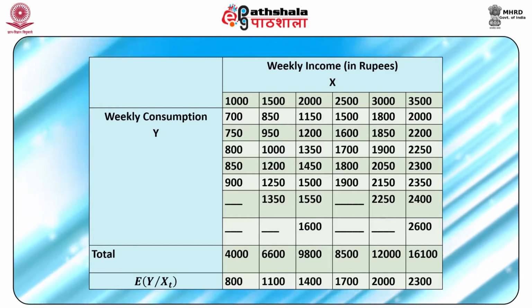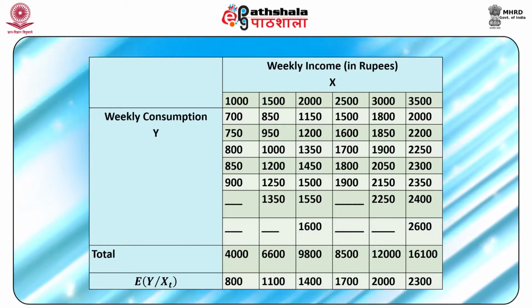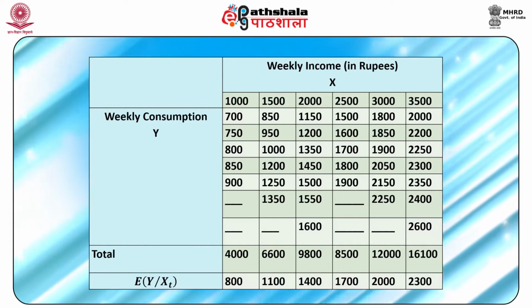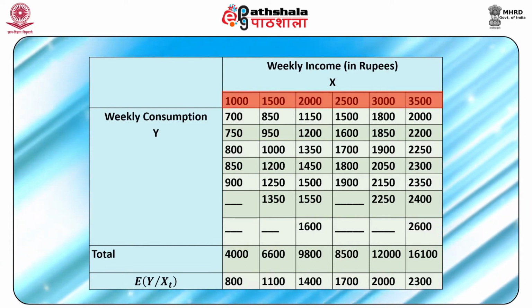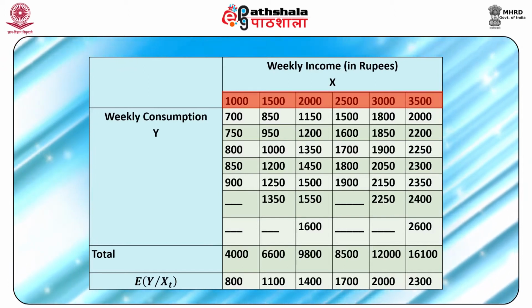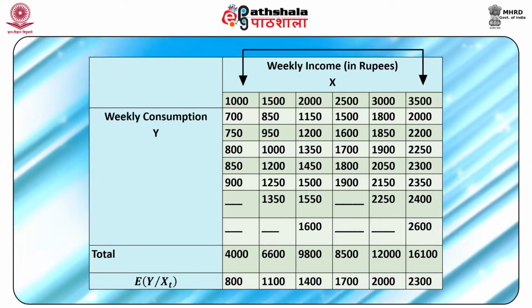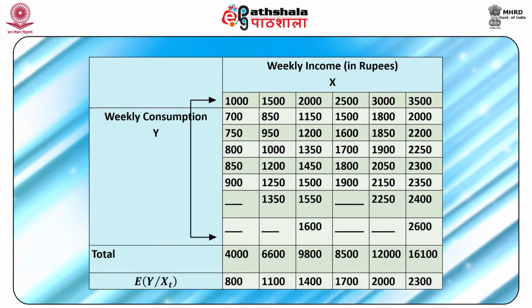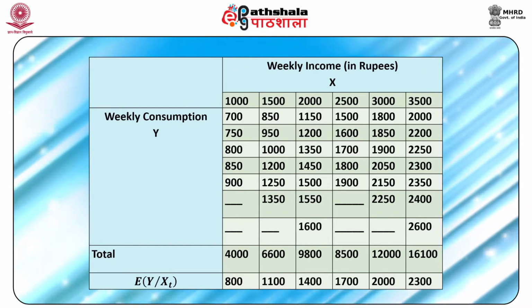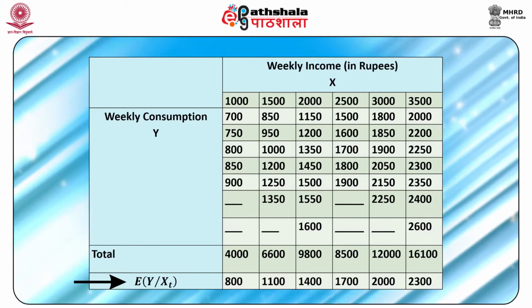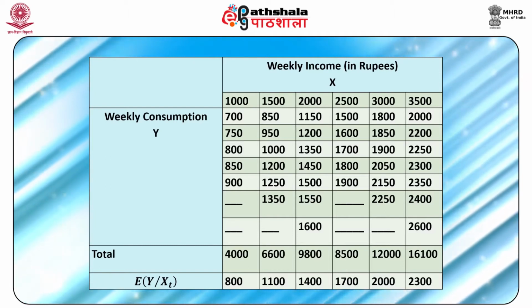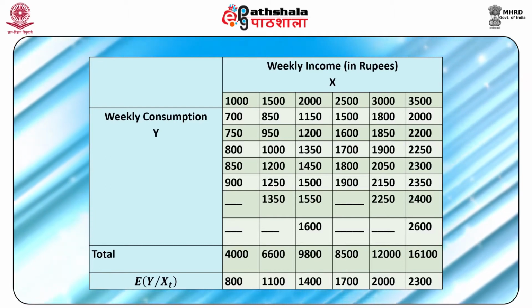The total population comprised of 36 families. These families are further divided into 6 income groups from rupees 1000 to rupees 3500. We have 6 fixed values of X and the corresponding Y values are shown in the table. So we have 6 Y subpopulations. The bottom row shows the conditional expected value of Y for the 6 Y subpopulations.